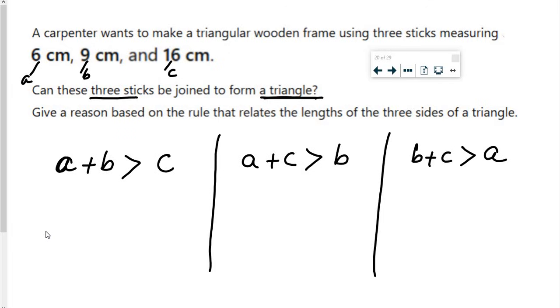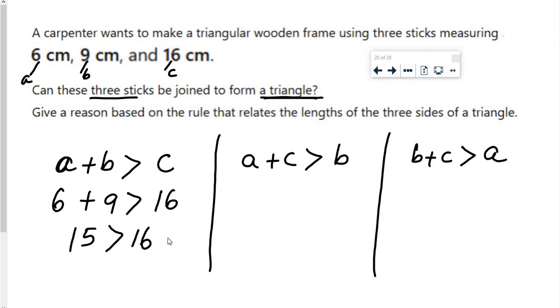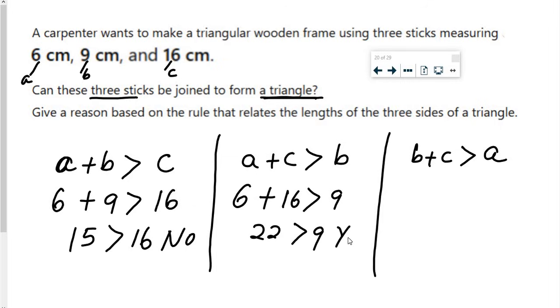A plus B bigger than C. So we have A is 6 plus B is 9 bigger than 16. 6 plus 9 is 15. Now question, is 15 bigger than 16? Answer is no. Next, A plus C should be bigger than B. A is 6 plus C is 16 should be bigger than 9. So this is 22 is bigger than 9. This is true.